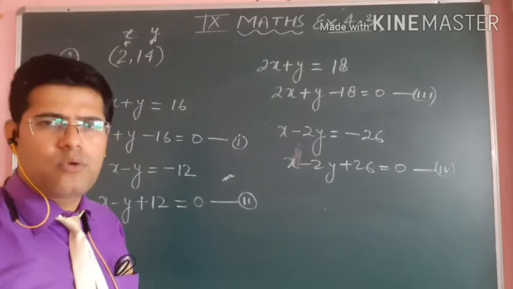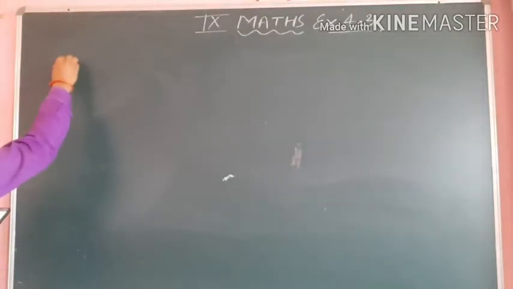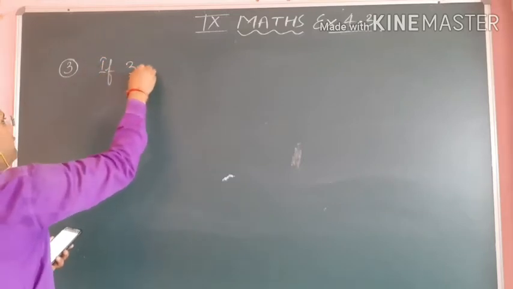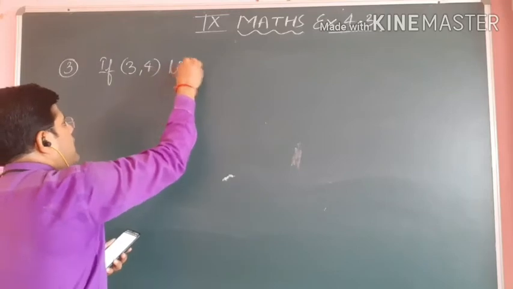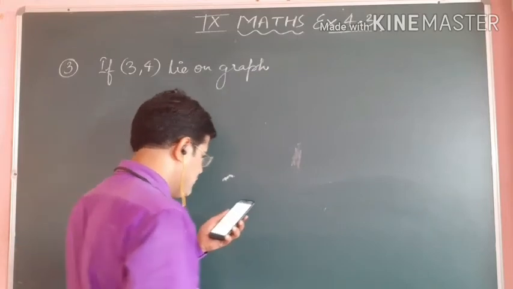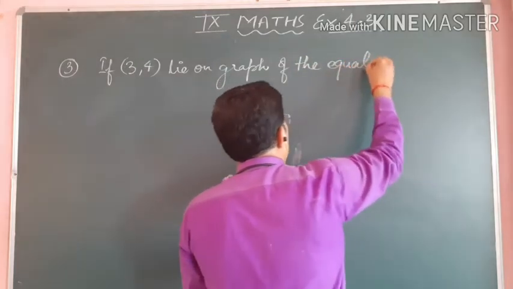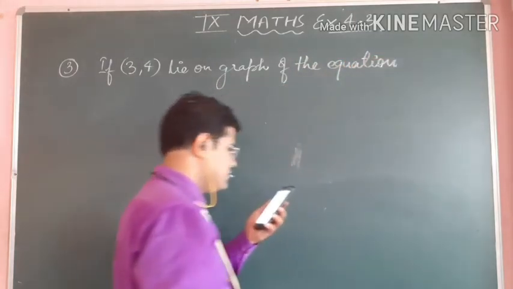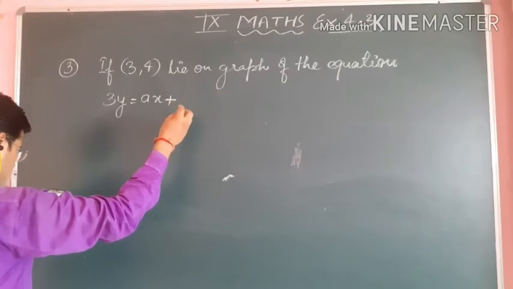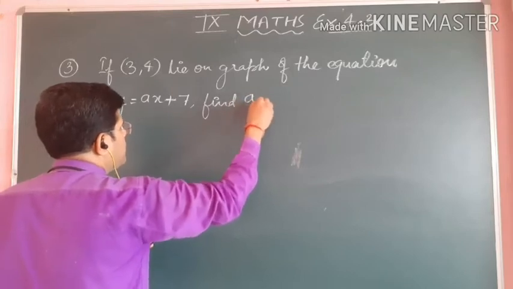Okay, students, now move to question number 3. What is given? It is given that the point (3, 4) lies on the graph of the equation, and the equation is 3y equal to ax plus 7. Find a. Here a solution is given, we have to find a.